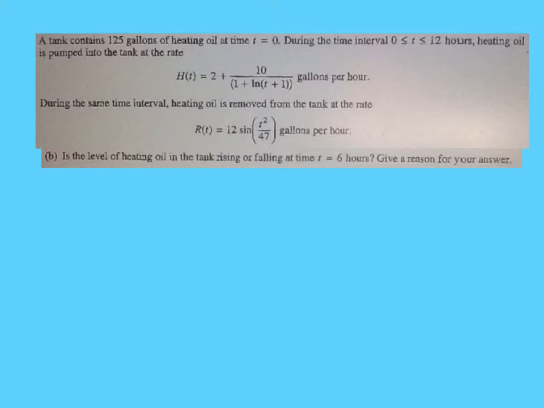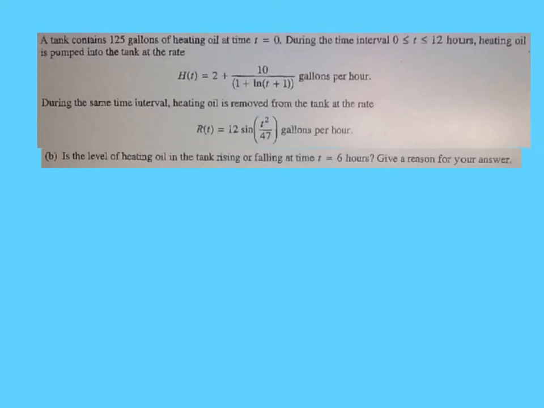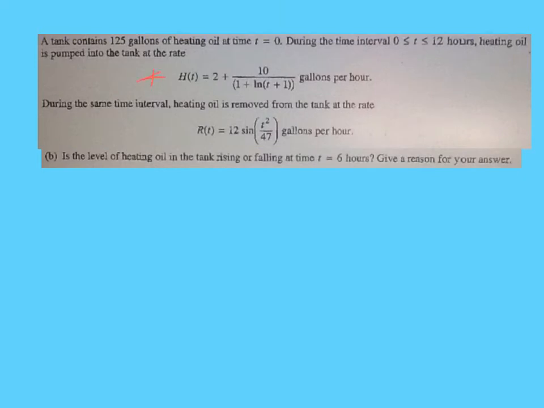Well, now we have to consider both parts. At time equal to 6 hours, we are adding oil, but we're also removing oil. So we have to look really at which one has the larger rate. So I'm going to think calculus-wise. I'm going to go h of 6. What is the rate at which we're adding the oil? And let's subtract the rate at which we're removing the oil.